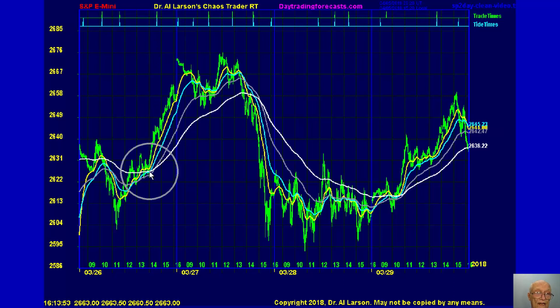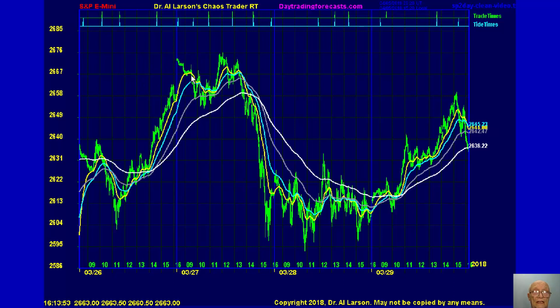And lo and behold, we got up here, and you see the convergence of the rainbow here. And there's a nice little trade here. We've had incredible volatility, which means that this is from 9 points up, 18 points up, 27 points up, just about a 30-point move. And with one contract of the E-mini, a 30-point move is $1,500.